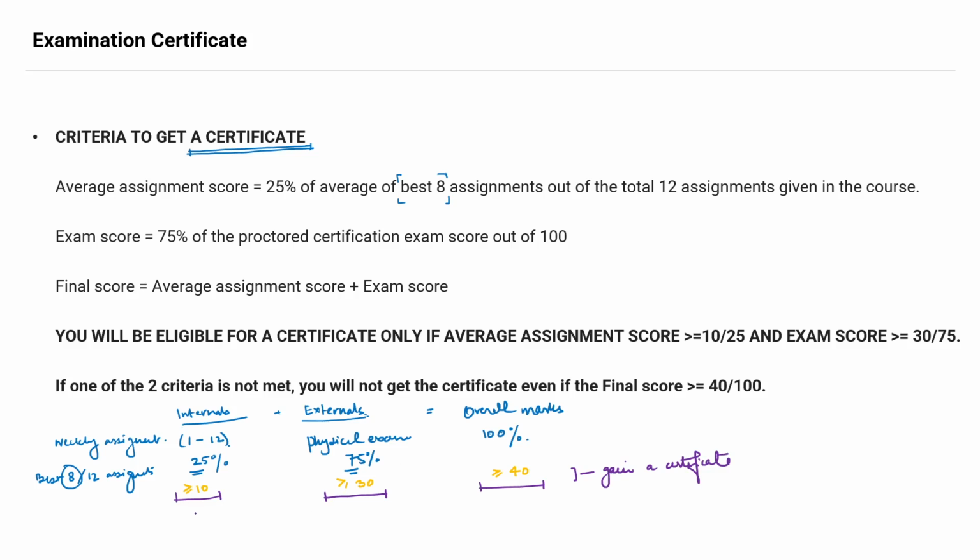For example, you score 20 out of 25. However, here you score 25 out of 75. Your overall score is 45 out of 100. So you are meeting this criteria, you are meeting this criteria, but you are not meeting this criteria. So you will not get a certificate.